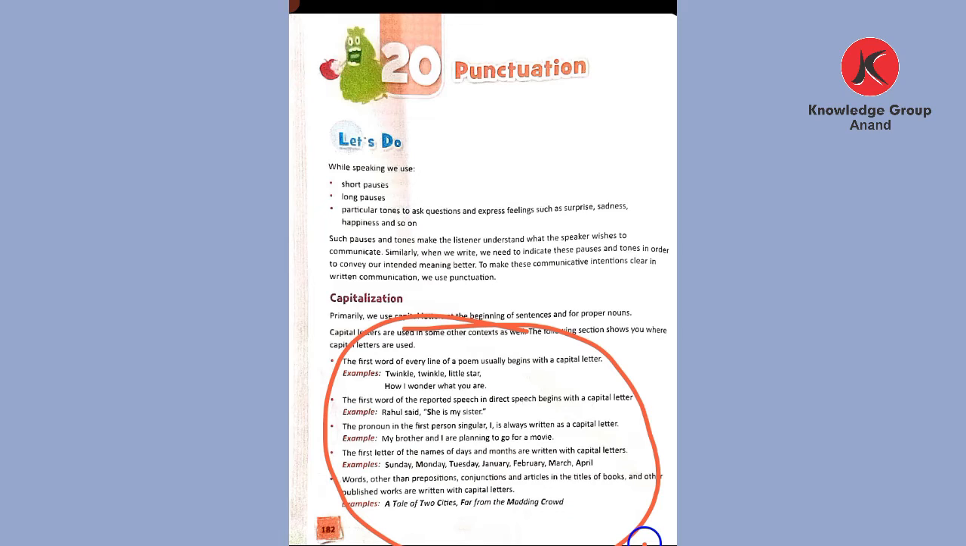Words other than prepositions, conjunctions, and articles in the titles of books and other published works are written with capital letters. For example, A Tale of Two Cities, Far from the Madding Crowd. So you can see where we use capital letters. We have learned in this point where we use capital letters.